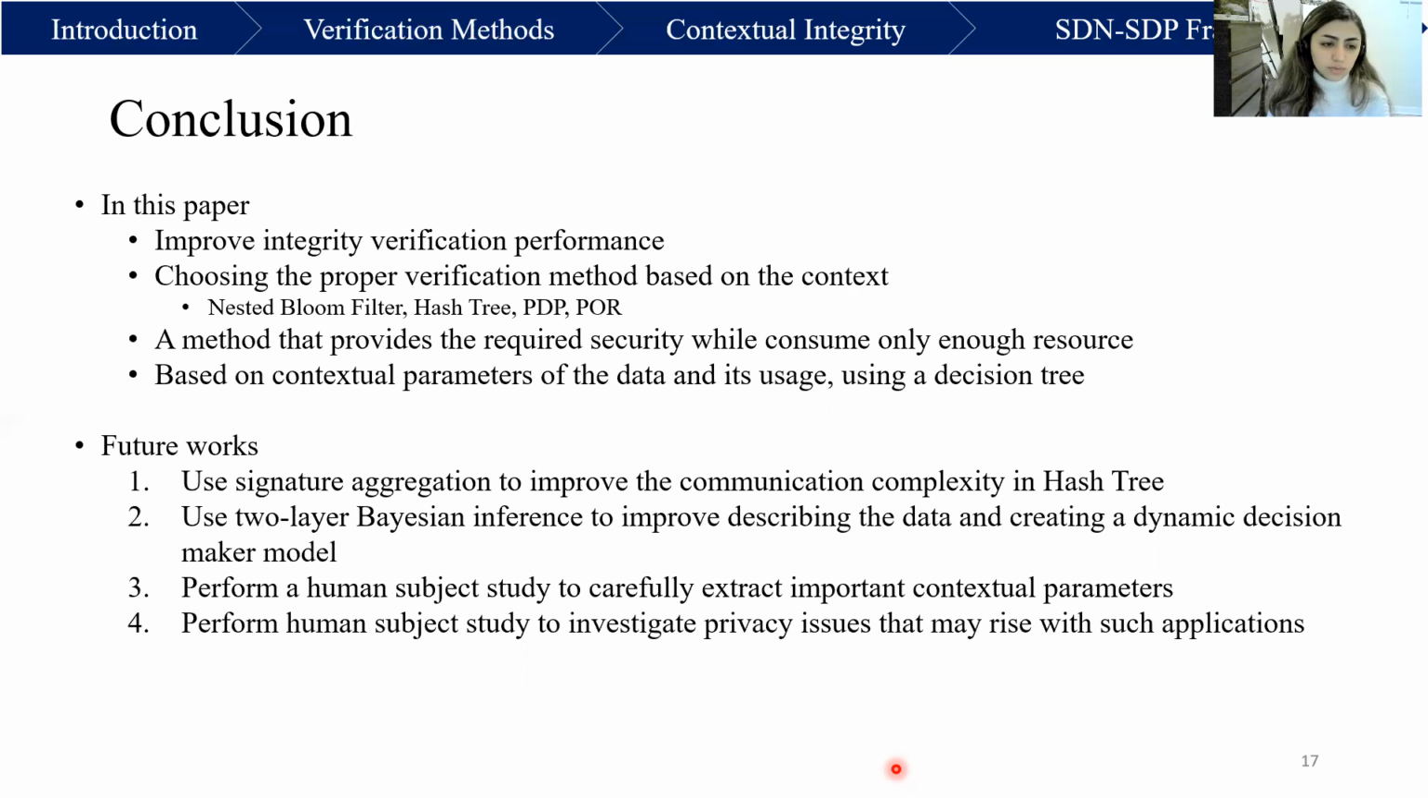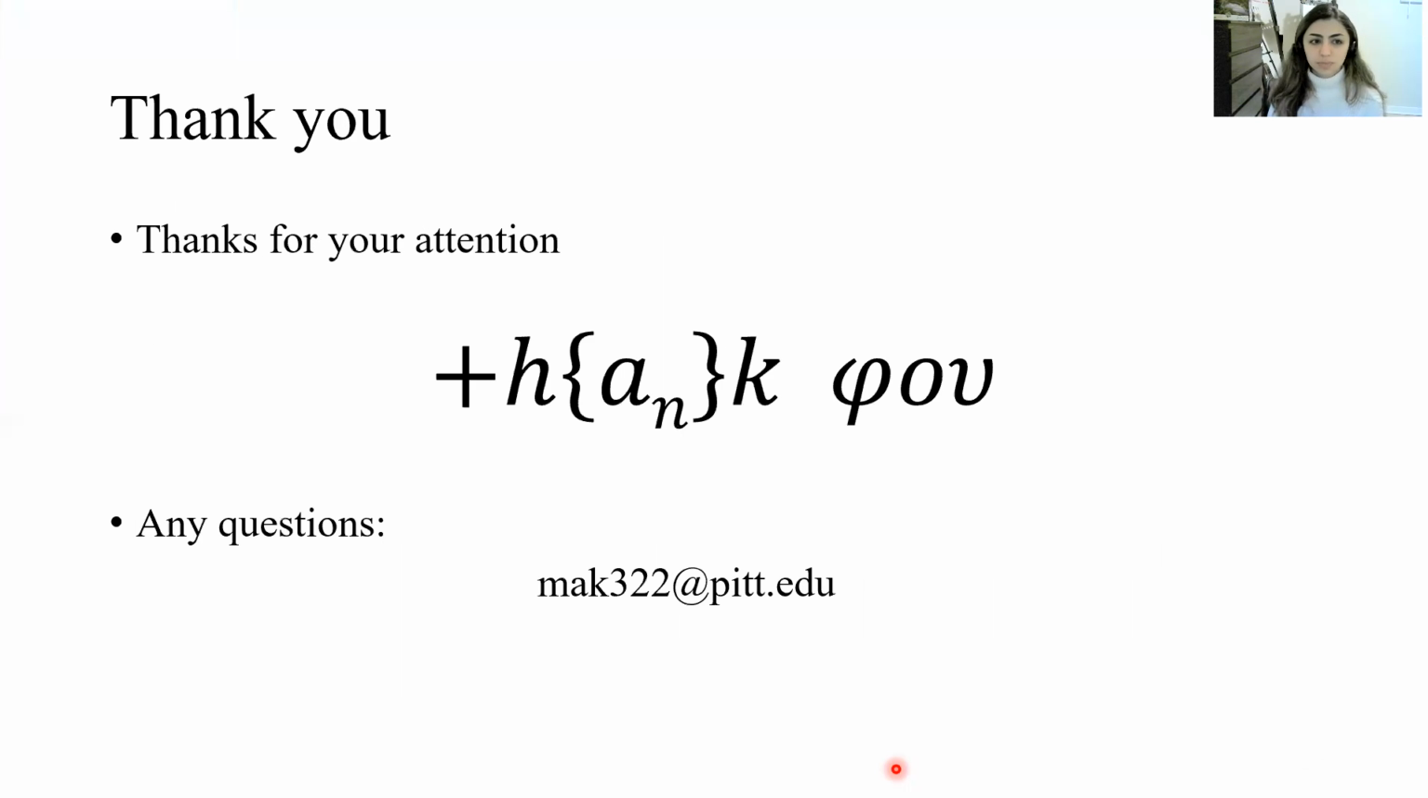For the future, we plan to use signature aggregation to improve the communication complexity in the hash tree. We plan to use two-layer Bayesian inference to improve describing the data and creating a dynamic decision maker model. We plan to perform a human subject study to carefully extract important contextual parameters, and also a human subject study to investigate privacy issues that may arise with such applications.